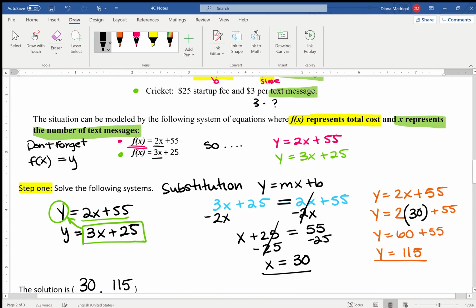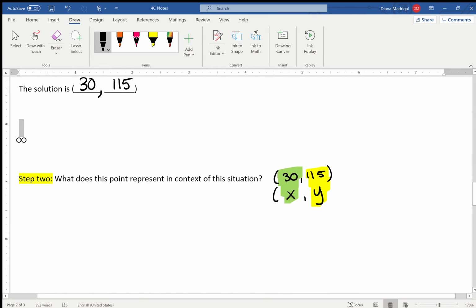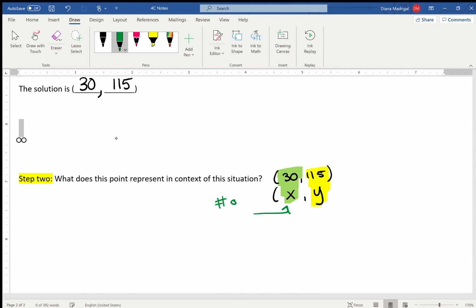This situation can be modeled by the following system of equations where f of x represents total cost and x represents the number of text messages. So there you go. I know that x represents the number of text messages. And don't forget that I said f of x is the same thing as y, so it means the total cost.